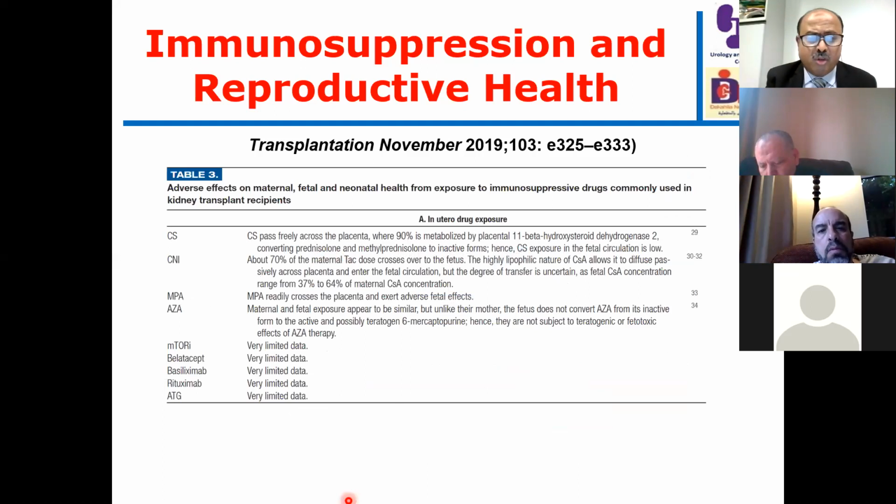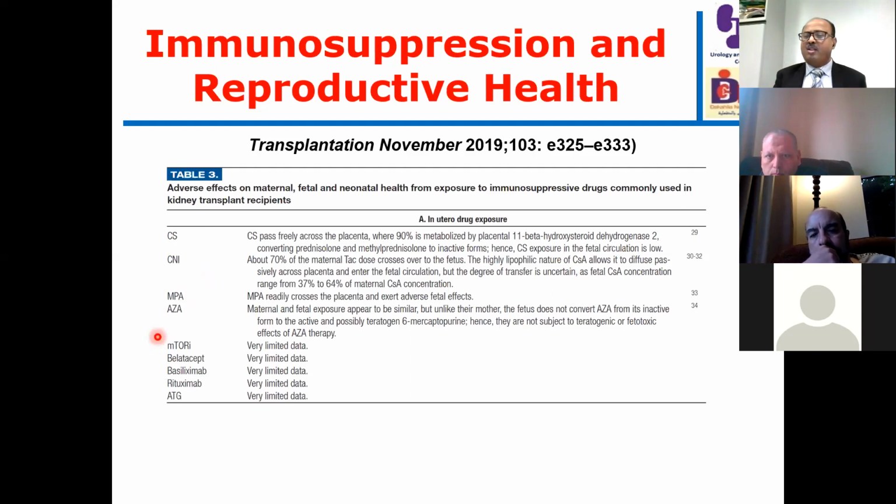Here, I'm not going to read this table. Corticosteroid can be given so long as it is a small dose because the placenta metabolizes prednisolone by this enzyme, 11-beta hydroxysteroid dehydrogenase. Calcineurin inhibitors can be given safely during pregnancy without significant problems, although we need to monitor the drug well. Mycophenolic acid is teratogenic, so it is completely contraindicated.